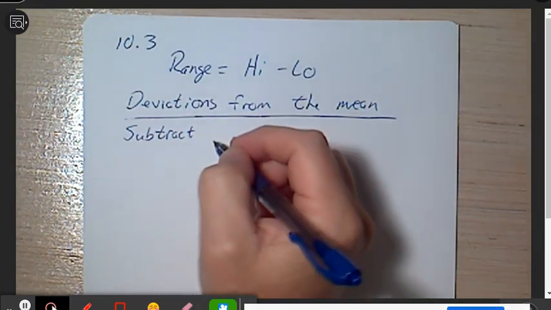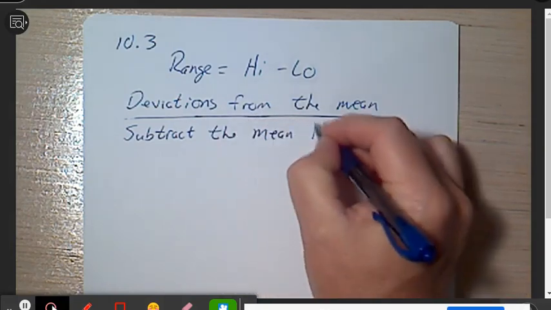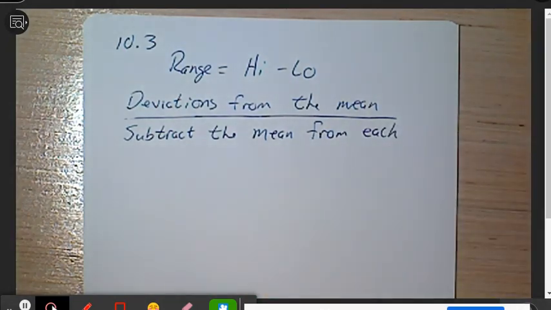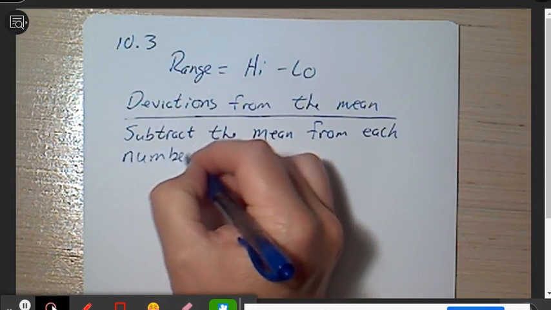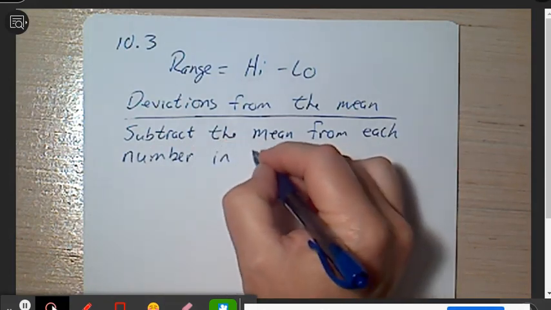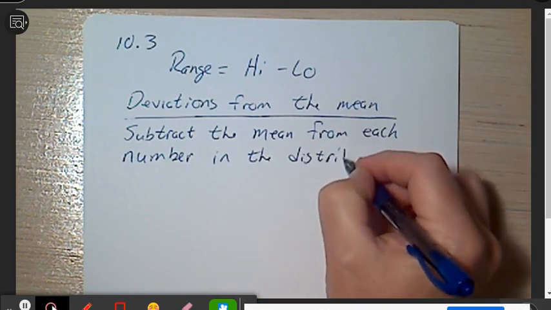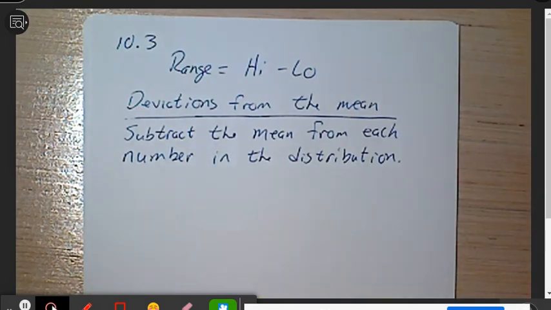Basically, you're going to do this. You're going to subtract the mean from each number in the distribution. And it's almost kind of a built-in way to kind of check on this one. So when you're doing this one, some of your numbers will be negative, some will be positive, just depending on how it's set up here.